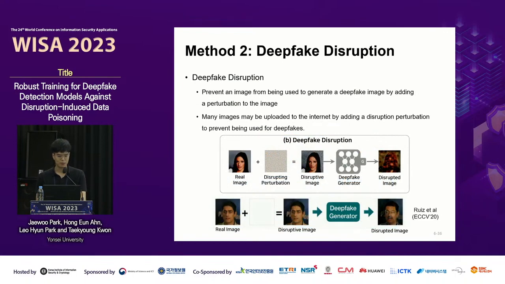The second way to prevent the side effect of deepfake is to disrupt deepfake generation. Deepfake disruption prevents deepfake generators from generating deepfake images by adding disrupting perturbation to the image. In the image below, a disrupting perturbation is added to a real image to create a disruptive image. When this image is input to the deepfake generator to generate a deepfake, a disrupted image is generated instead of a deepfake image.